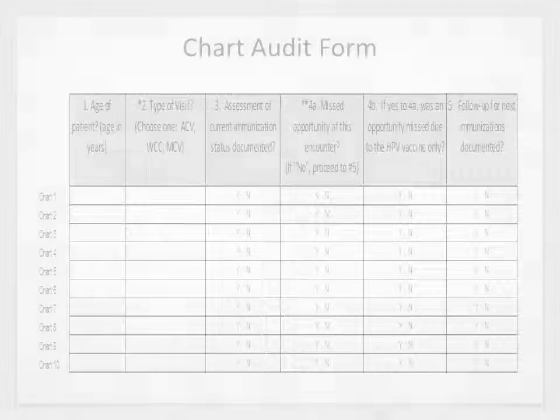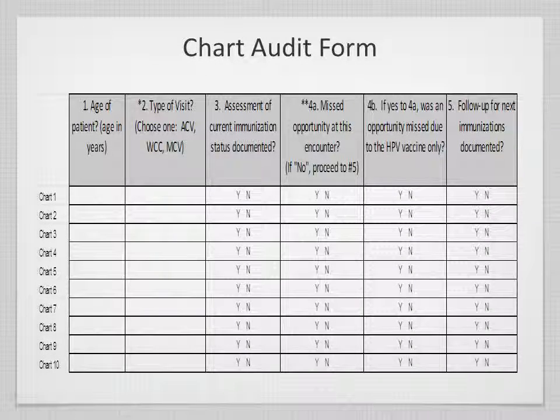The next slide shows the chart audit form that will be used for the baseline audit and also the monthly chart audit form. You can see on the left it has the number of charts that are audited on a monthly basis. Across the top you will see 5 measures that we'll be looking at on our chart audits. First, age of patient in years. We want to include patients between ages 0 through 18 years of age.